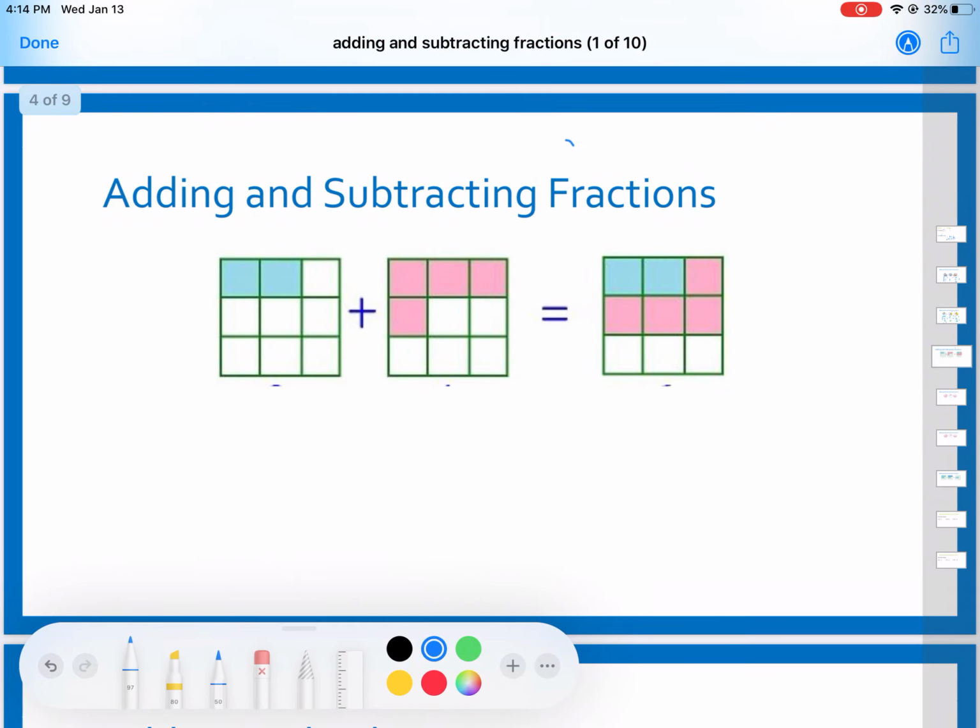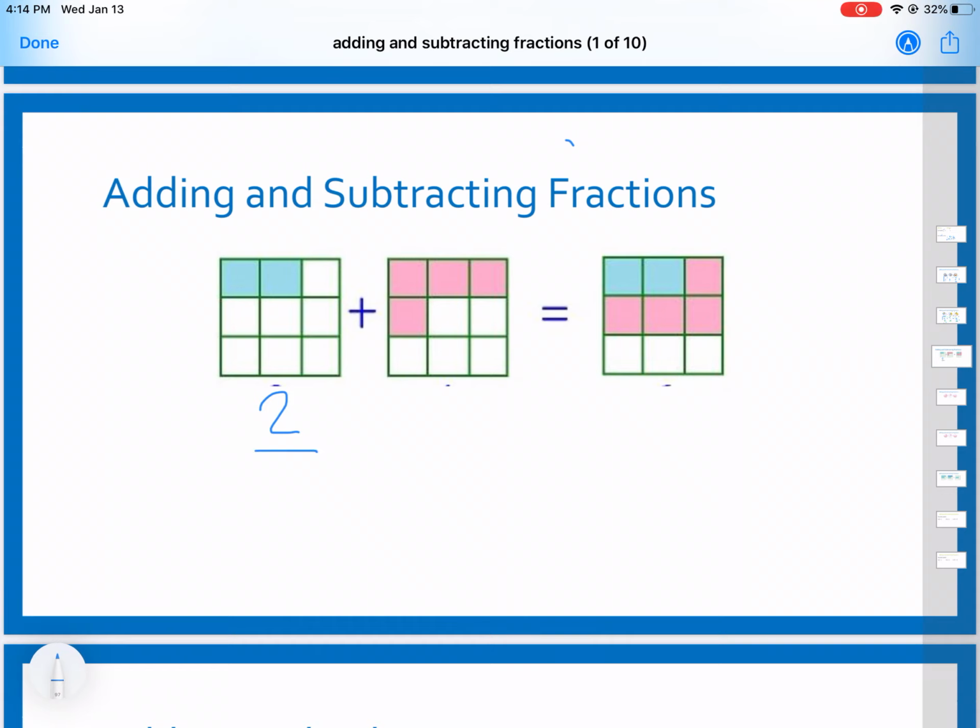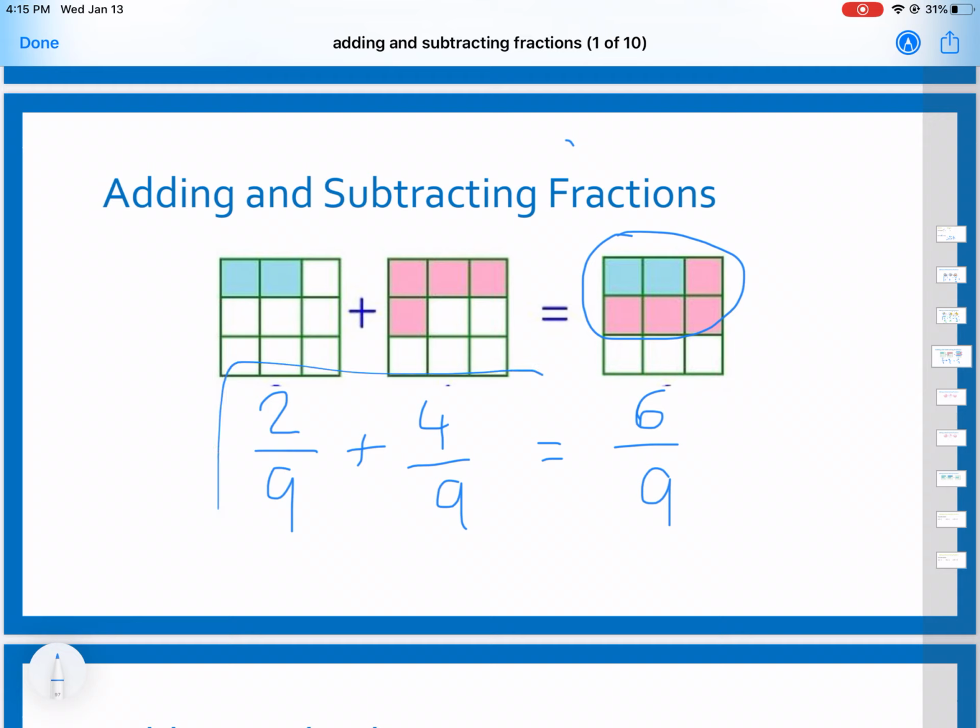This next one here, we have got 2 out of 1, 2, 3, 4, 5, 6, 7, 8, 9, 2 9ths plus 4 9ths. And you can see them added together here with the blues and the pinks, gives us 6 9ths altogether. Now you may be thinking, oh, 6 9ths, that can be simplified. Yes, it can. We are not going to bother with that process just now, however, we'll just stick to adding the fractions for the moment.